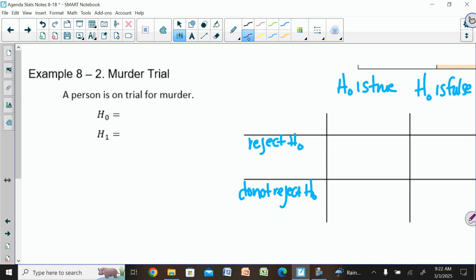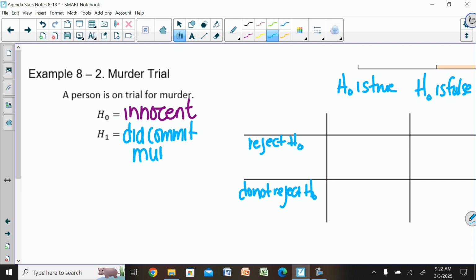So a person is on trial for murder, innocent until proven guilty, right? So H sub O is that they did not commit the murder, they are innocent. H sub 1 is that they did commit murder. They are not innocent. They did the crime. So if H sub O is true, that means that the person really is innocent. If H sub O is false, that means that they really are a killer. They're a murderer.